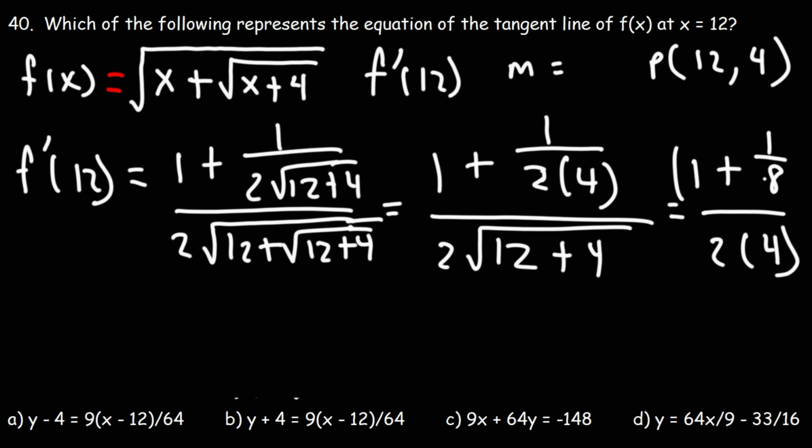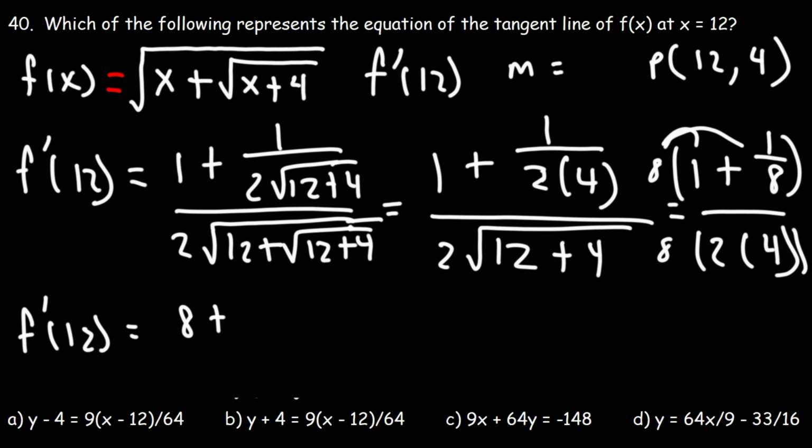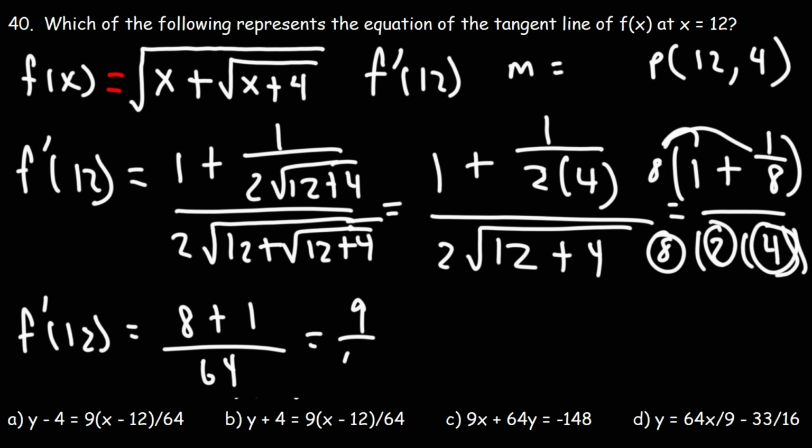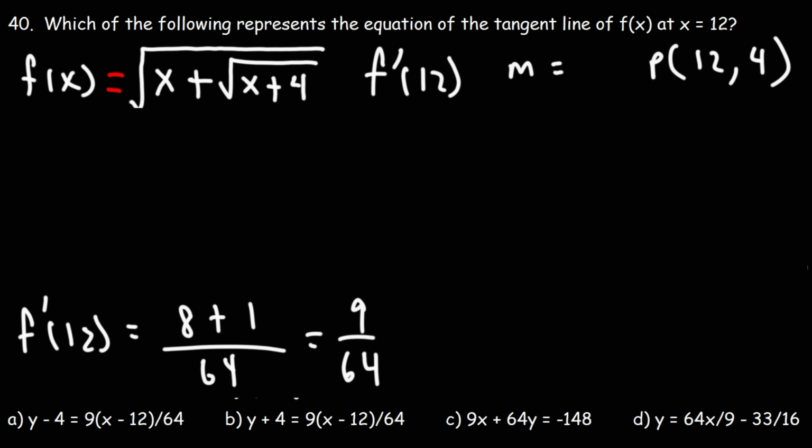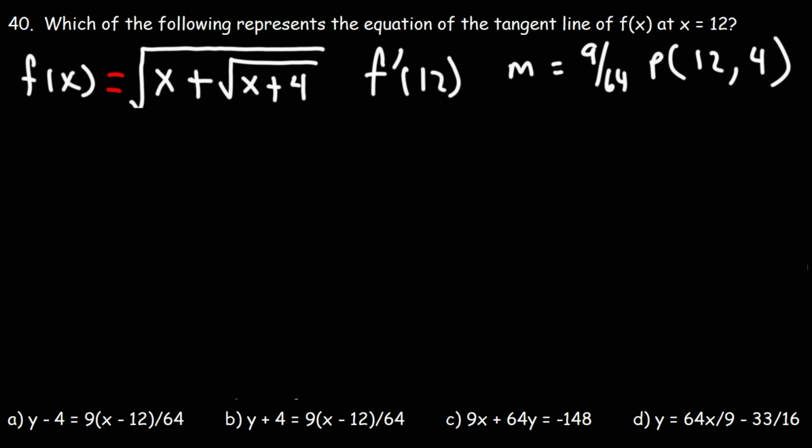So right now, I'm going to multiply the top and the bottom by 8. So 8 times 1 is 8, and then 8 times 1 over 8, the 8's will cancel, we'll just get 1. Here we have 2 times 4, which is 8, times another 8, that's going to be 64. So we're going to get 9 over 64. So that is the slope of the tangent line, which is equal to f prime of 12.